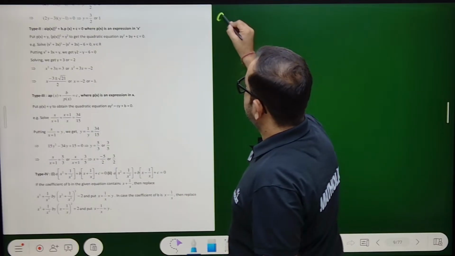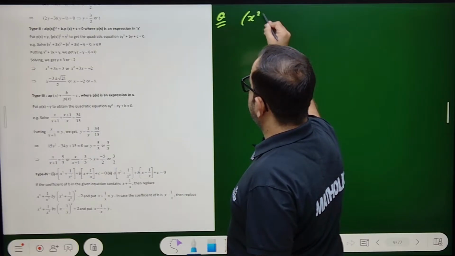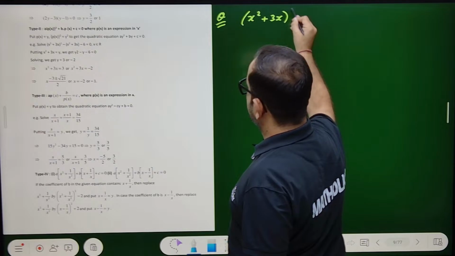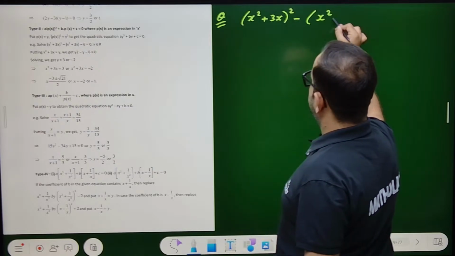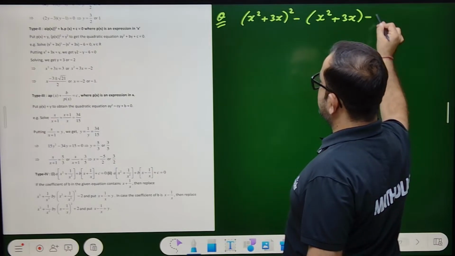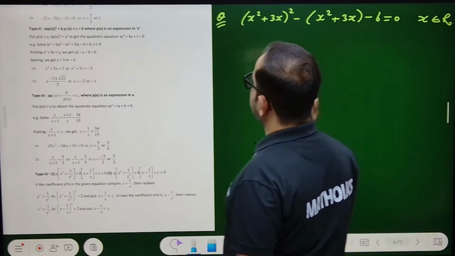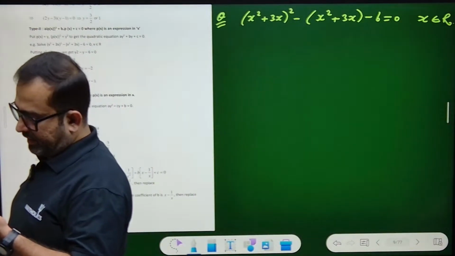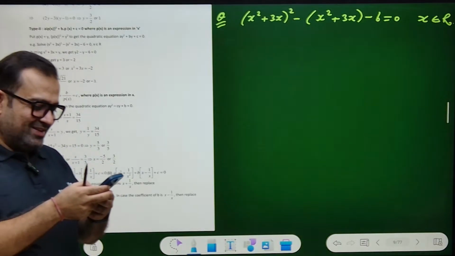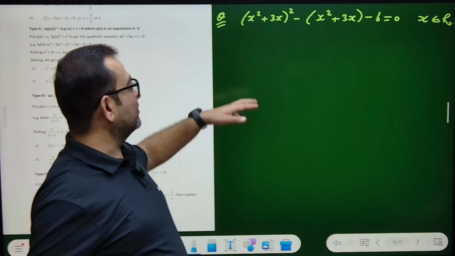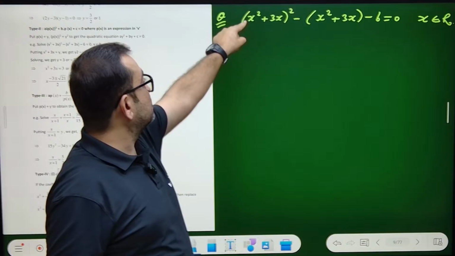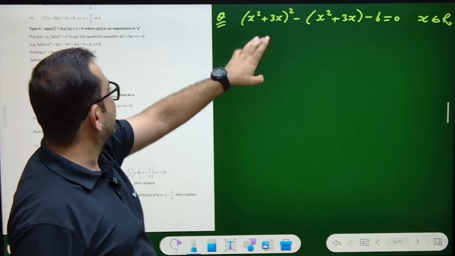Solve x square plus 3x whole square minus bracket x square plus 3x minus 6 equal to 0, x belongs to real numbers. It is written real numbers. Do not get afraid of this term. Okay, no 30 seconds, that's so good. So x square plus 3x whole square minus bracket x square plus 3x minus 6 equal to 0.